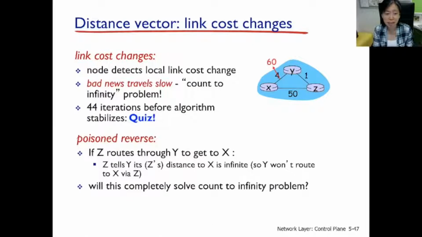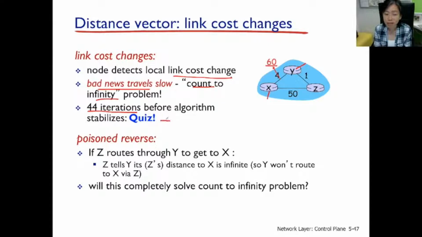The second case is that bad news travels slow. You see from the scenario, the link cost, instead of dropping to 1, now goes up to 60. Super bad news. Of course, x and y here would detect there is a link cost change. But in this scenario, it would take us 44 cycles until the network goes back to the steady state, until they all converge to valid shortest paths. Now, bad news travels slow, meaning routes converge slowly. That is also referred to as the count to infinity problem.